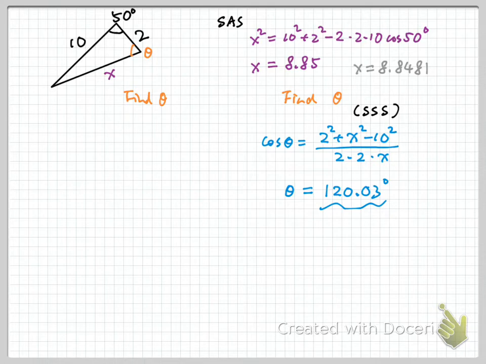Now let's do it with sine theta. With sine theta, we have once again the same pair: 50 degrees matches with x, 10 matches with theta. So we have sine theta divided by 10 is sine 50 divided by x. So we have theta. Let's do it on the calculator. It turns out that theta is 59.97.